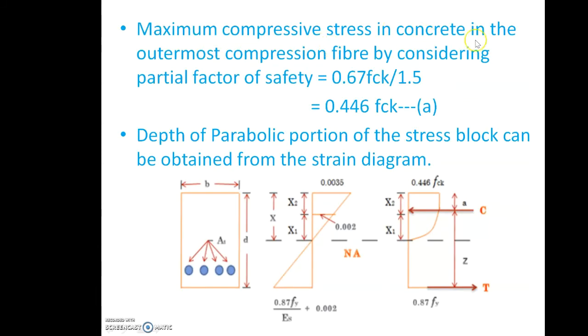So the maximum compressive stress in concrete in the outermost compression fiber, by considering the partial safety factor, that is 0.67 fck divided by 1.5, which is the factor of safety of concrete, we will get 0.446 fck. Then depth of parabolic portion of the stress block can be obtained from the stress strain diagram. So if we want to find out the depth of the parabolic portion, that is x value, we have to analyze this particular section.